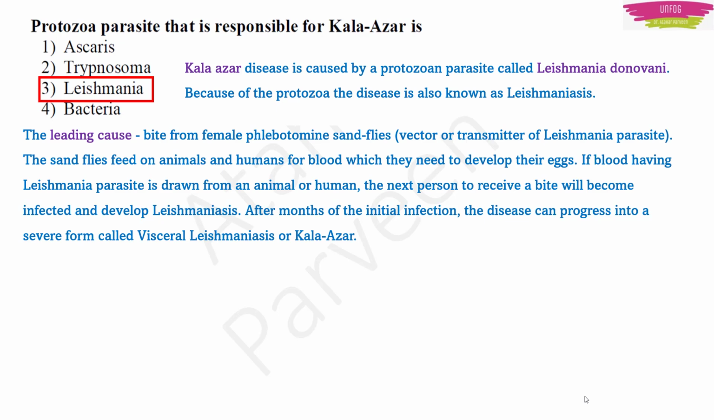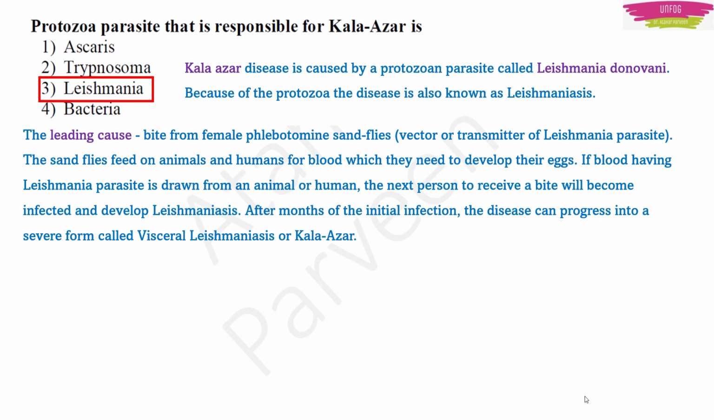What is the cause? The leading cause is one sand fly. The name is female phlebotomine. This is a vector or transmitter of this Leishmania parasite. The sand flies will feed on animals and humans for blood, which they need to develop their eggs. Then again, if blood having Leishmania parasite is drawn from an animal or human, the next person who will receive this bite will become infected and develop this disease.